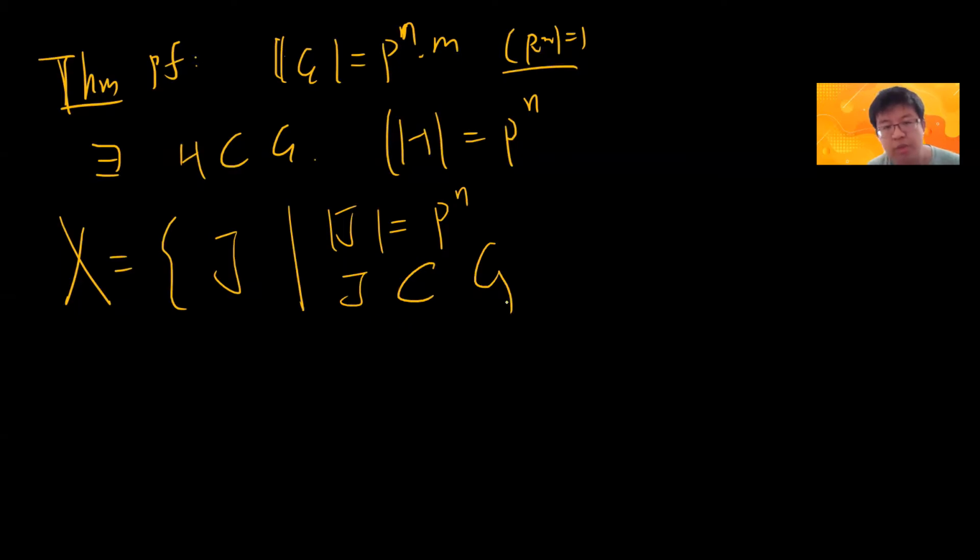So it's not a subgroup, it's a subset. So H, and I collect all the X as a set. Each element of X is a subset of G of size p^n. Now I can let G act on X. So this is a group action, and I need to tell you what the group action is. My group action is G acting by g·J.